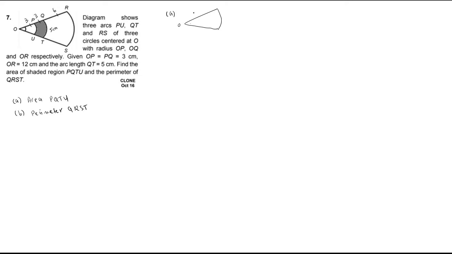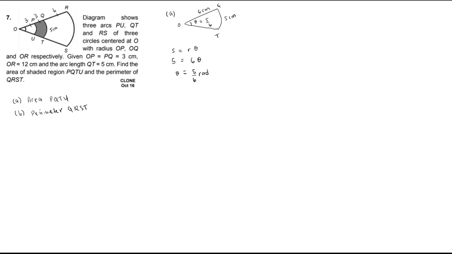Let's take sector O, Q, T. Because we have the arc length here 5 cm, and then OQ is 6 cm. From there we can find the theta. So S equals r theta. S, the arc length, is 5 cm, r is 6 cm, and then theta. So theta equals 5 over 6 radian. So we know that the theta is 5 over 6.